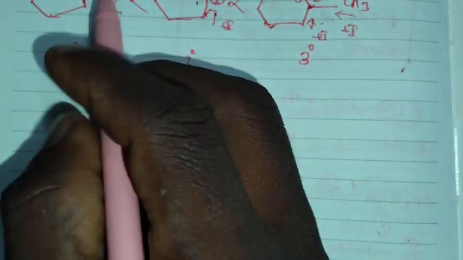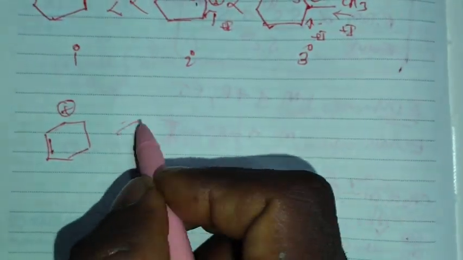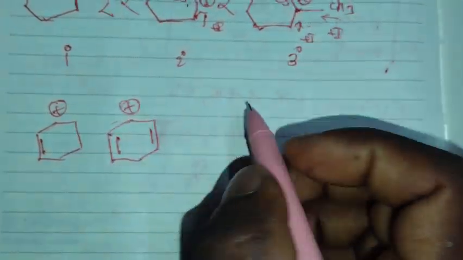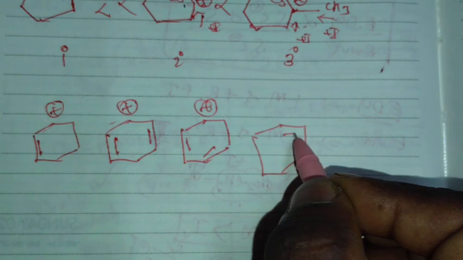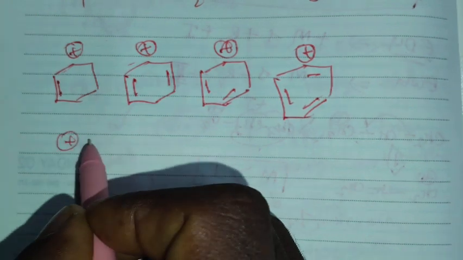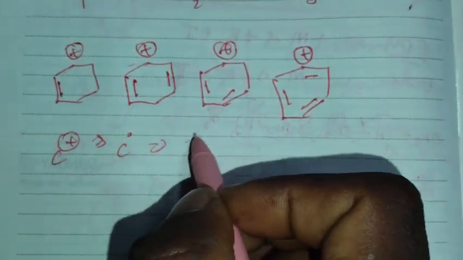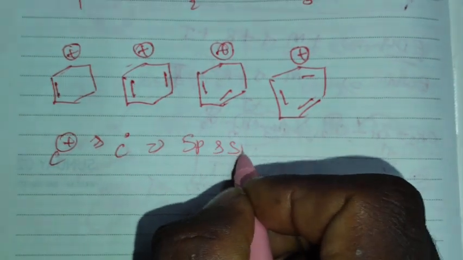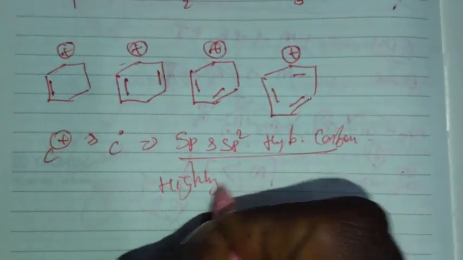Next, let's see another example. This compound has a positive sign here, and in another case a double bond and a positive sign, and another with a double bond and a positive sign. Anyway, this is an aromatic species. It is highly unstable, because whenever the positive charge or the free radical is on a carbon in an aromatic compound, or on an sp or sp2 hybridized carbon, it is highly unstable.